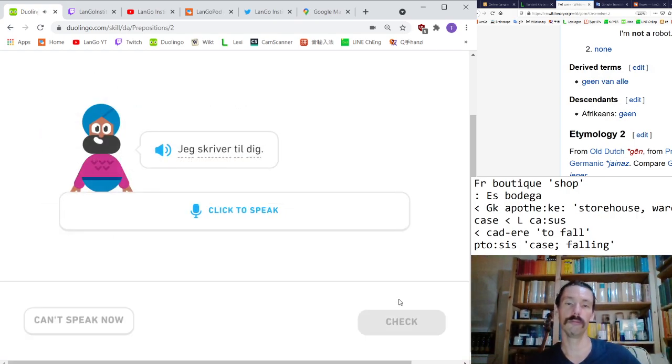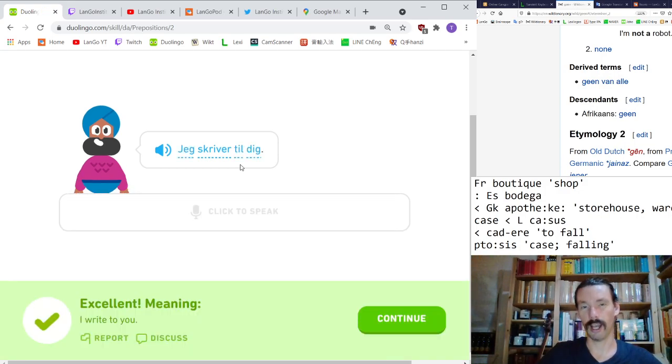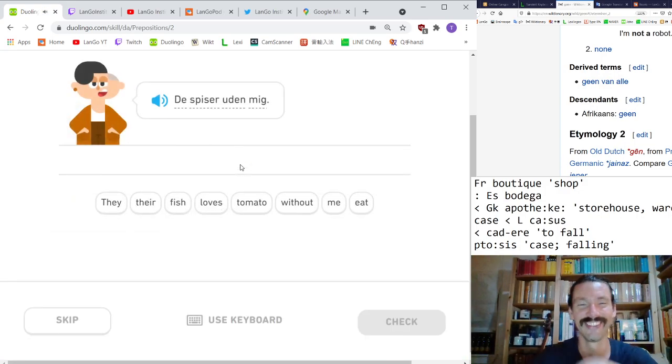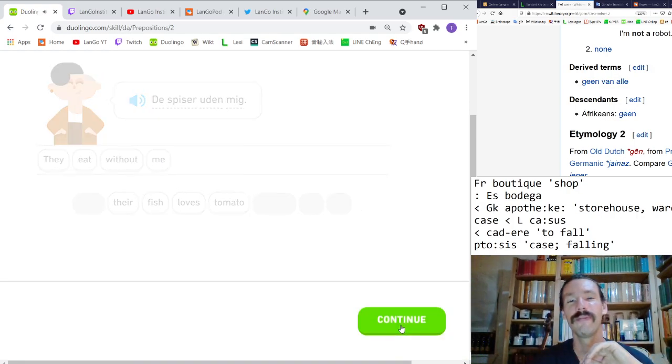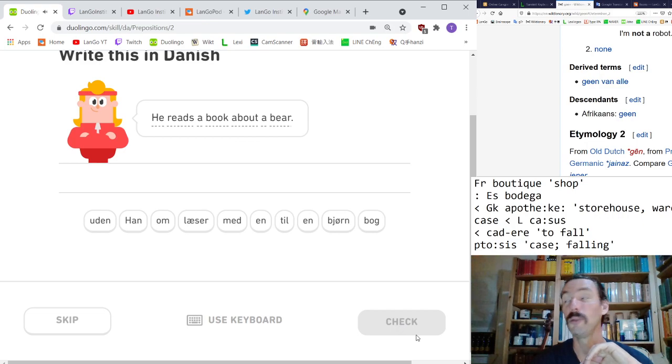Jeg skriver til dig. Til dig. The final consonants dropped. These little words, the high frequency ones. Jeg skriver til dig. Til dig. From til dig. Jeg skriver til dig. That's cool. Jeg. Dig. De spiser uden mig. Eat without me. It's a nice minimal pair. They eat without meat. They eat without me.